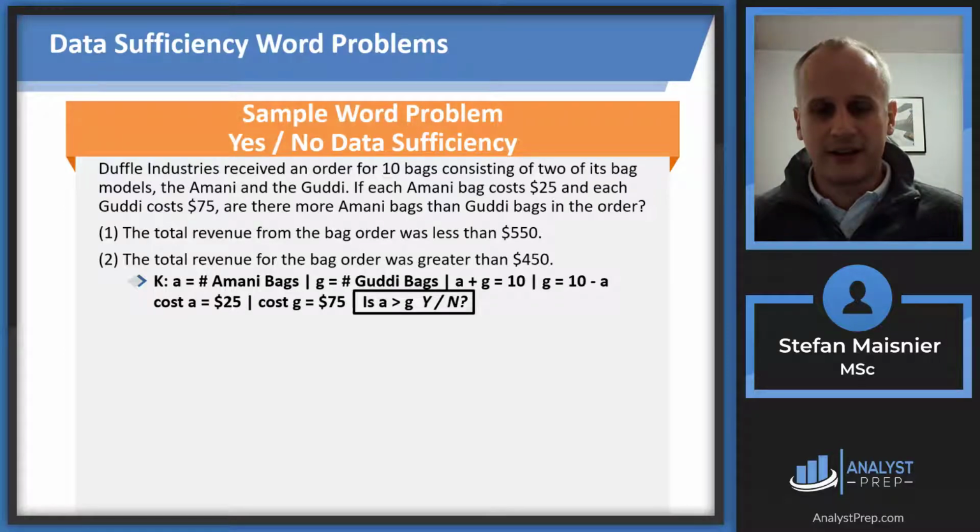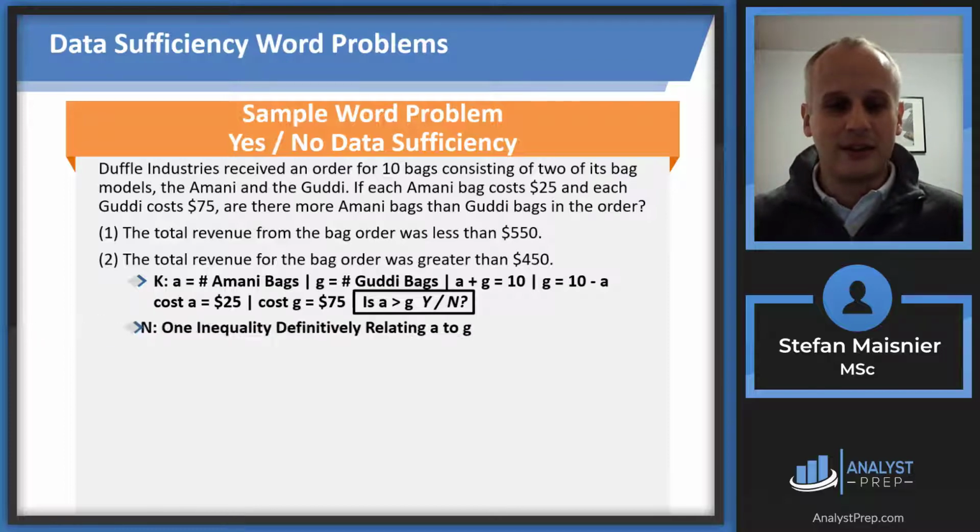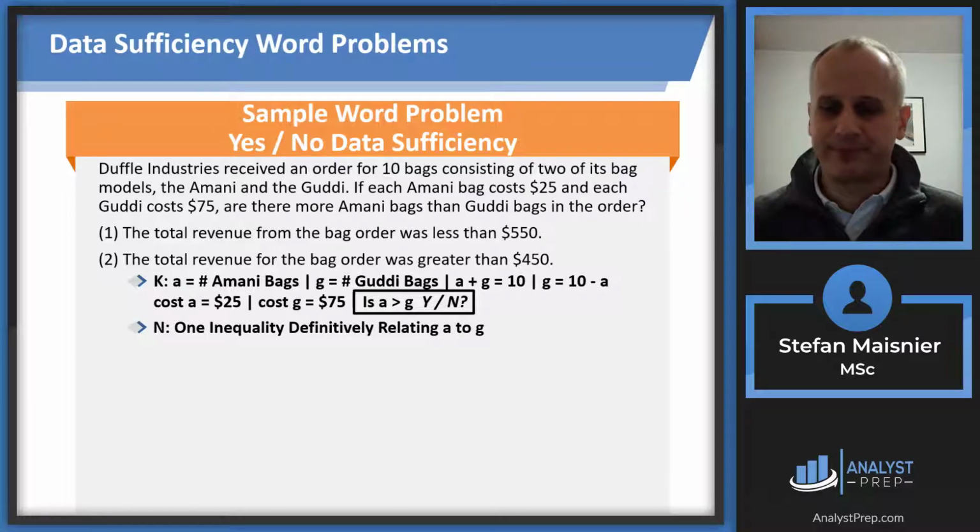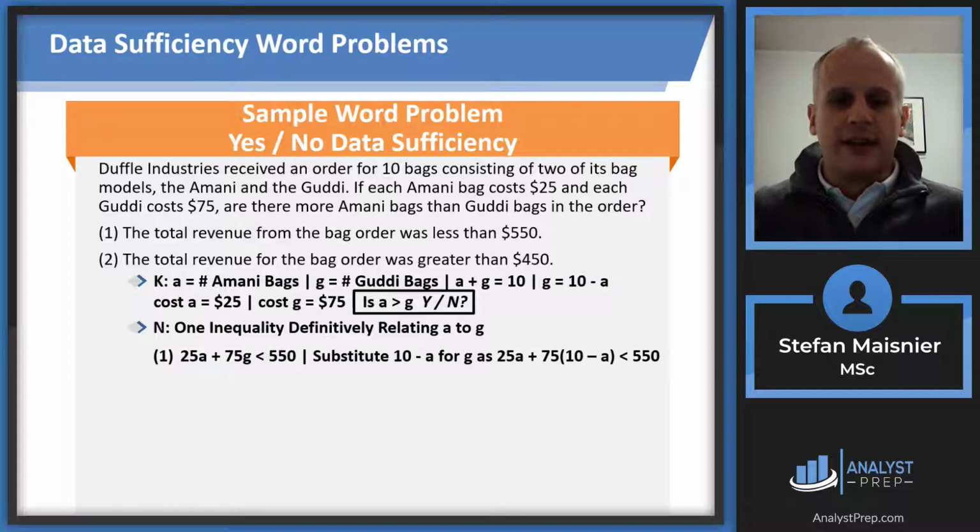Always write out the yes/no to make sure you don't lose sight of that, because we don't need the exact value of A or G. We just need to consider our no, which is one inequality definitively relating A to G. So then we get to the statements, starting with statement 1. Total revenue from the bag order was less than $550. So 25A plus 75G is less than $550.